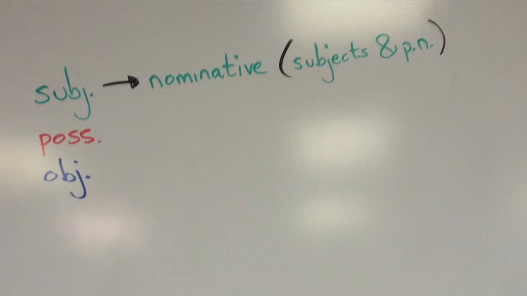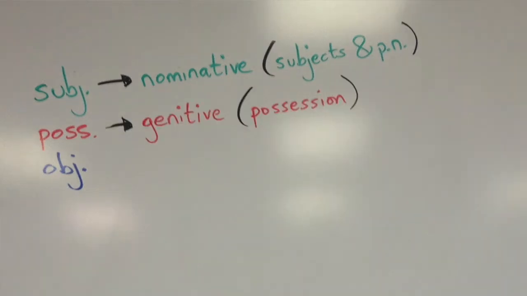So we said that the 3 English pronoun cases were the subjective, possessive, and objective cases. The subjective case will correspond exactly to the Latin nominative case and will be used for subjects and predicate nominatives. So whenever we have a subject or a predicate nominative, the form it will take will be the nominative form. The possessive case is going to correspond to the genitive case in Latin for possession. The objective case will be split up 3 ways, however, into Latin.